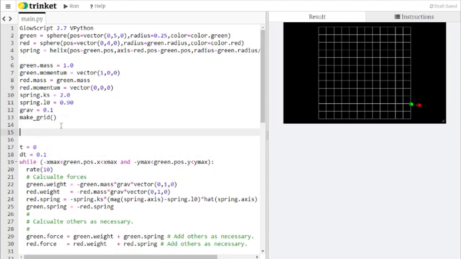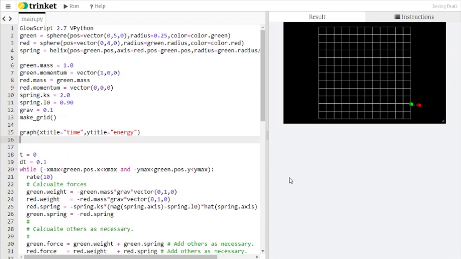So let's start out with a graph. Let's give it an x title of time, because time is going to be our independent variable along the horizontal axis. And our y title is going to be energy. That's going to be the dependent variable along the vertical axis. And let's see, then we need to create a few different gcurves, graphical curves.